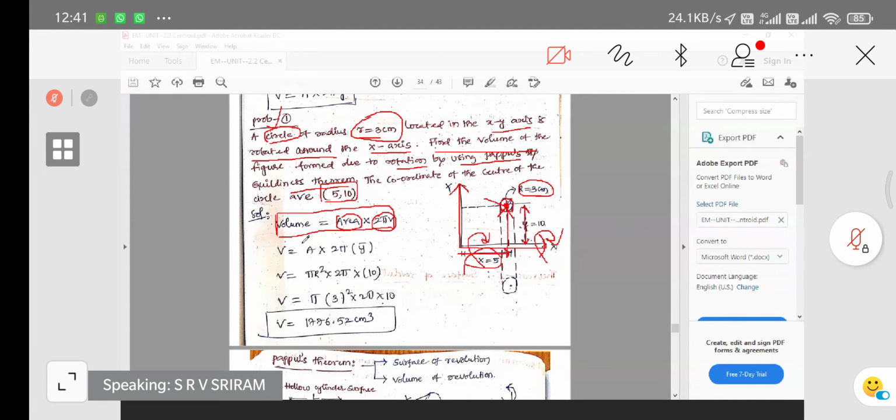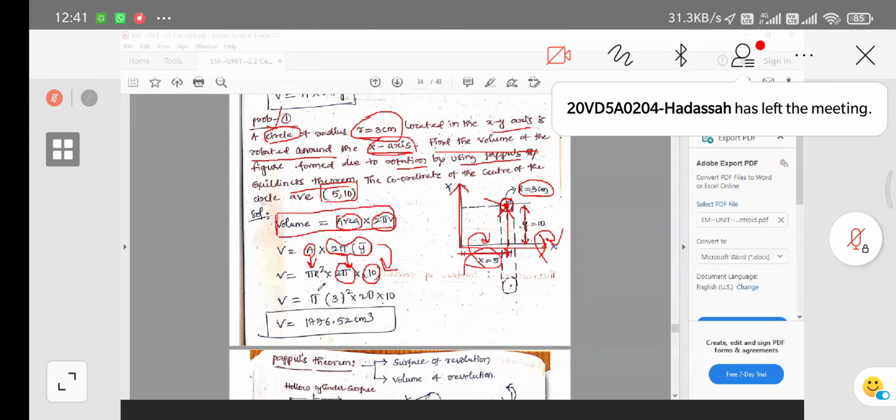Now look at the formula. The area of that circle we know as pi r square. And the distance the centroid makes is 2 pi into y bar, where y bar is nothing but the centroid. If any object is rotated about the x axis, we take the y centroidal distance, because the x value is 0. So only the y centroidal coordinate is used, and they have given it as 10.